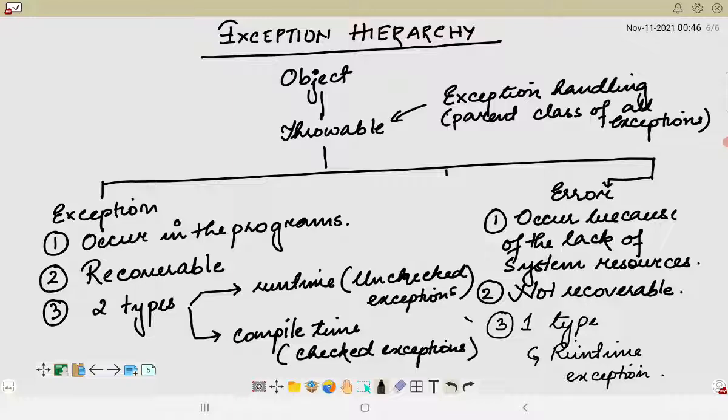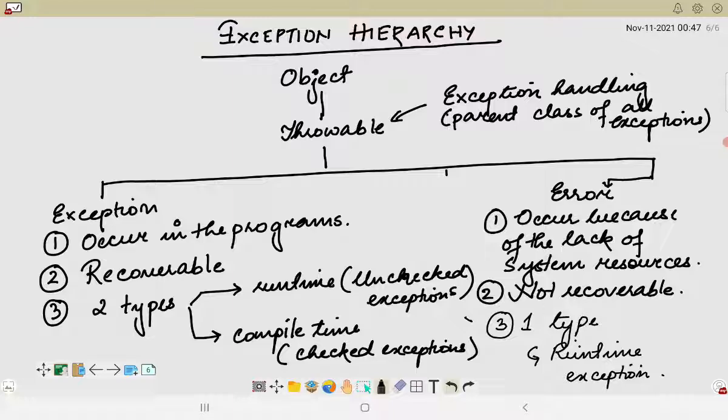So errors, once again: they occur at the system level and the programmers can do nothing about them. They are not recoverable also, and they consist of just one type, the runtime exception or unchecked exception. However, exceptions occur in the program. So all the syntactical errors and all the other types of errors which we are handling at present are basically exceptions. They are not errors. Exceptions occur in the programs and they are recoverable because it is some problem with the program. It is at the software level, that is why it is recoverable.